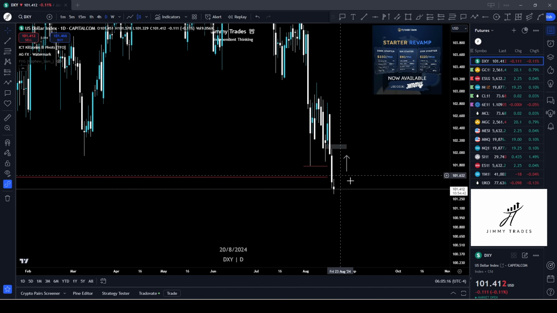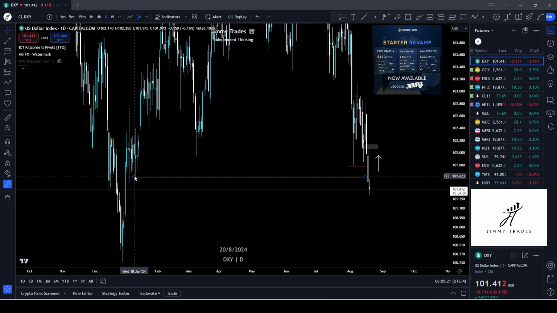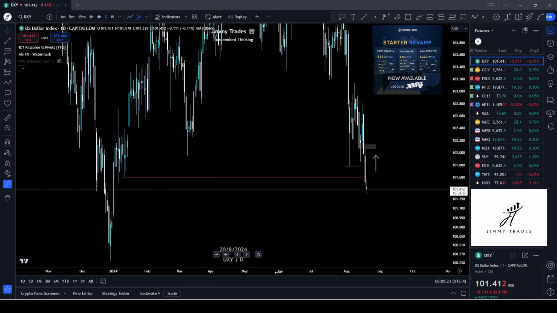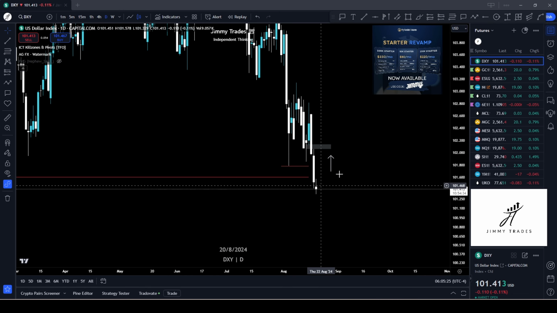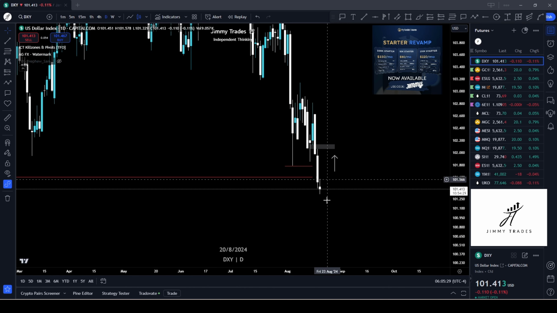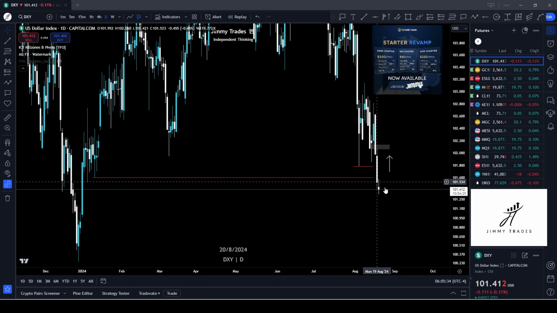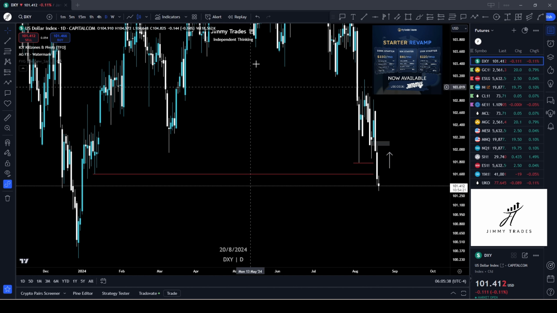So we swept these lows. This was another low down here that we swept on Dixie, and I was anticipating price to move higher. It hasn't done so, and in fact we've gapped down today as well. We're also inside a bullish FVG.